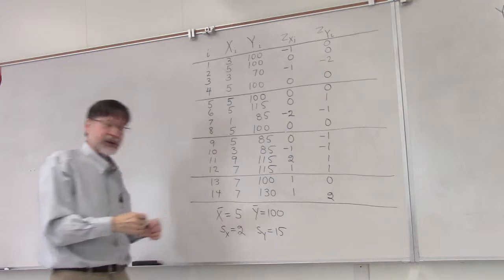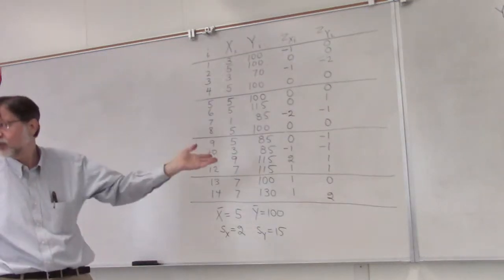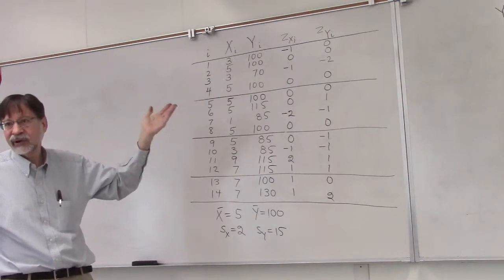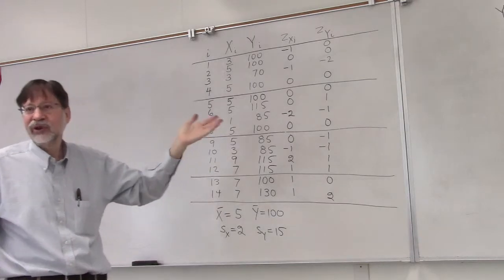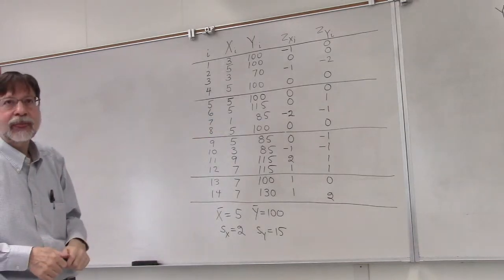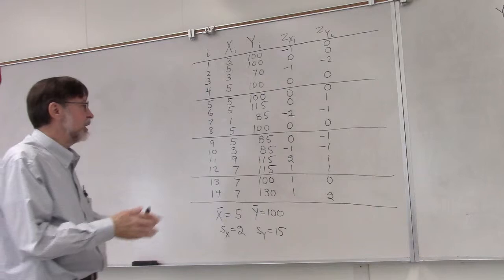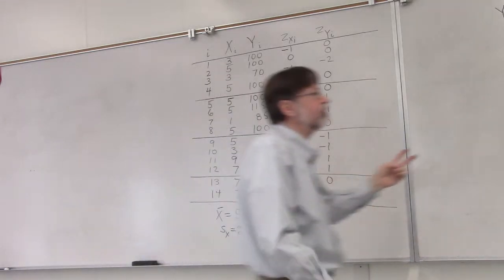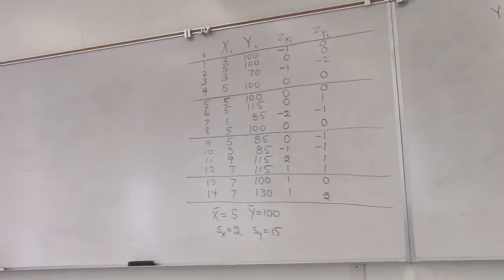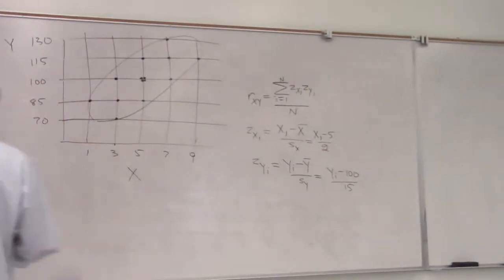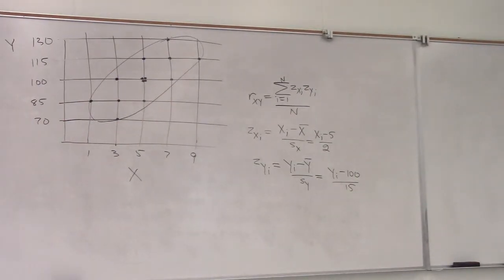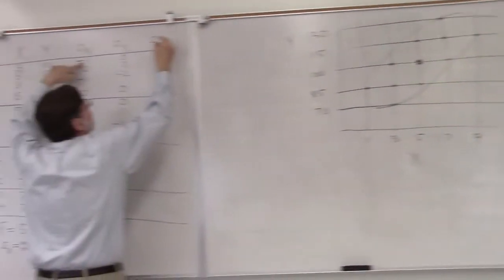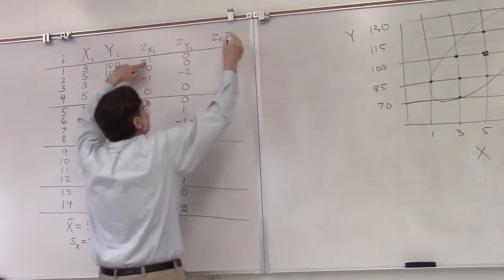Now again, the z-scores don't have to be integers, but I make up examples where the numbers are easy to do the arithmetic part anyway. All right, any question about that? So now we have the z-scores, but the formula says we need to multiply them together and then add them up. So here's z sub x sub i times z sub y sub i.